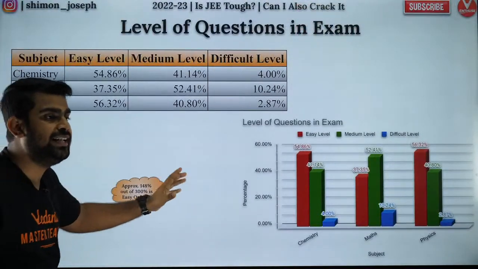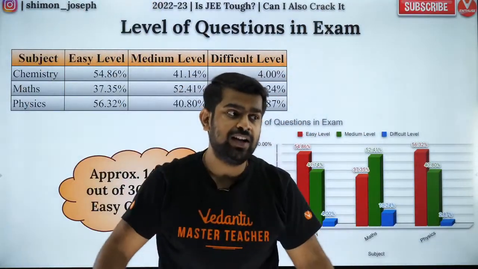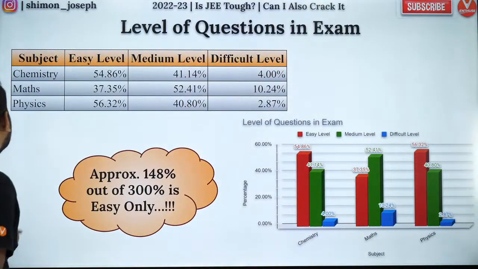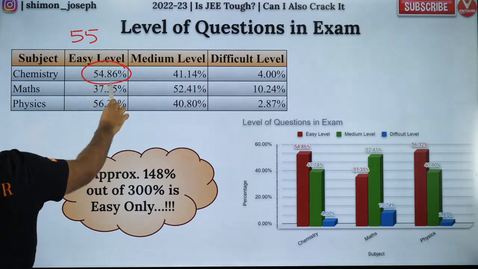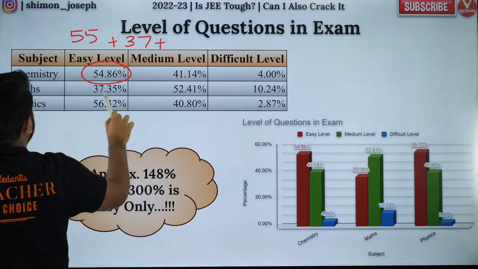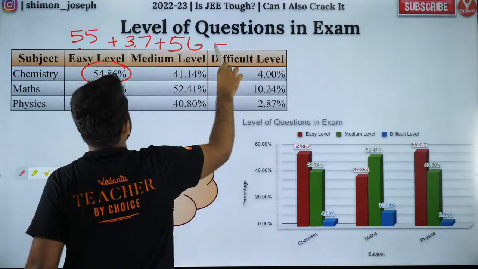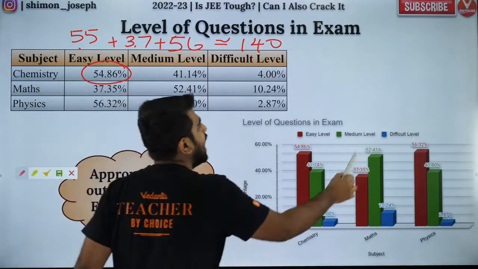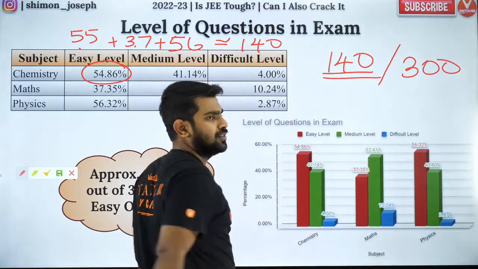So this is something which I want to show you. And this is a very important slide. Guys, this is coming from the analysis of all the papers. And this is good news for you. How many of you are excited seeing this? The level of questions, 54%, that means 55 marks in chemistry were easy, 37 marks in maths were easy, 56 marks in physics were easy. So what is this addition? It's approximately 140. Is that right? So basically, out of 300 marks, 140 is almost easy questions.